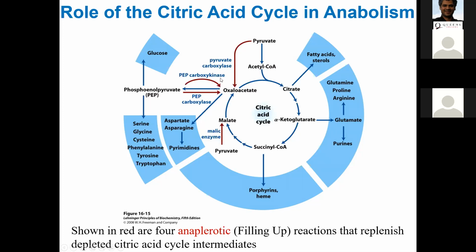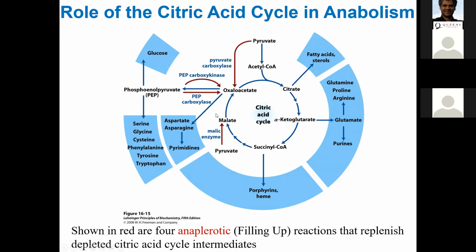PEP carboxykinase reaction, you remember? We talked about it in the gluconeogenesis reaction, right? Conversion of phosphoenol pyruvate to oxaloacetate. That's the reversible reaction. So that's one reaction that also can fill up the intermediates of citric acid cycle, right?